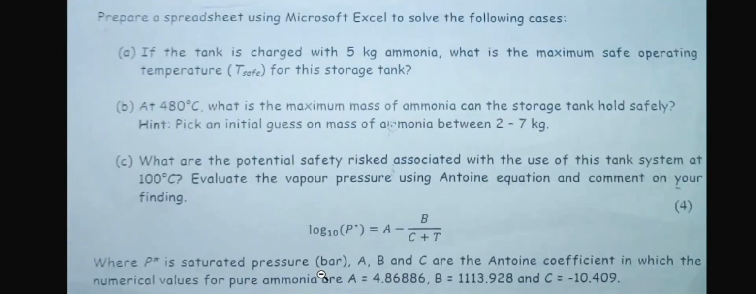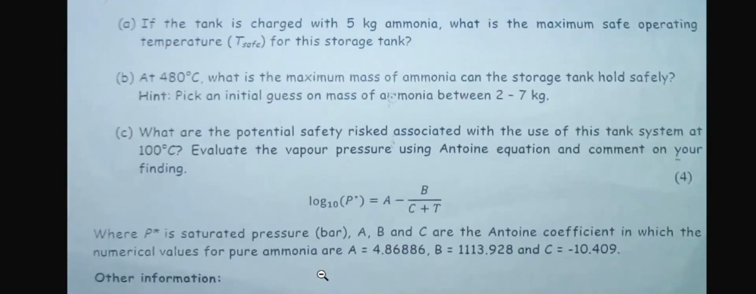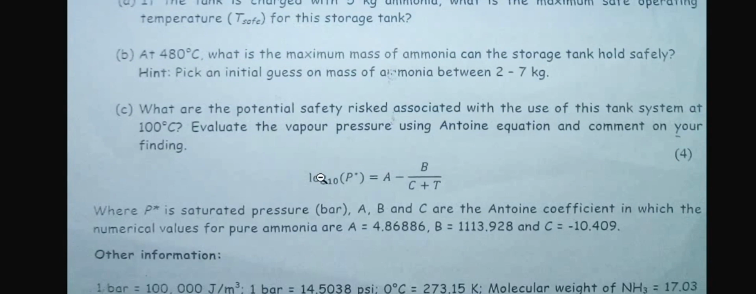at the temperature of 100 degrees Celsius, and we're given an equation log to base 10 of P is equal to A minus B over C plus T, where P is the saturated pressure in bar, and A, B, and C are the Antoine coefficients, which have numerical values for pure ammonia as A equals to this, B equal to this, and C equal to this. And we're given other bits of information.